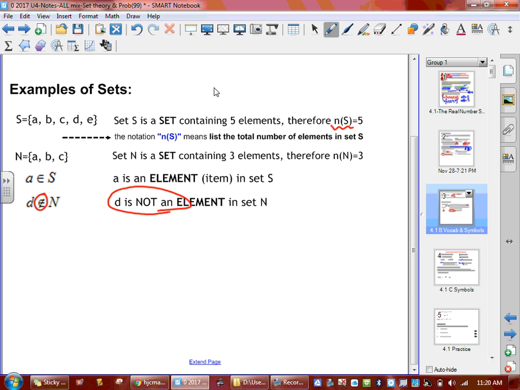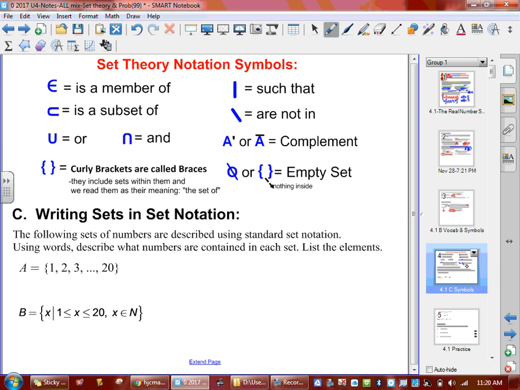Now we're going to look at some symbols and write them. Let's see what they look like. The E with the line through it, looks like a funny E, means is a member of. Our squished little C means is a subset of. This one is a tall, squished U. That U stands for OR, and we're going to discuss OR more when we talk about the next section in part B. Then we've got the upside down one.